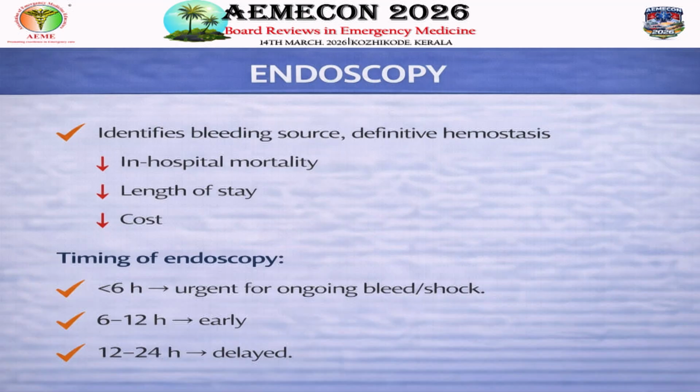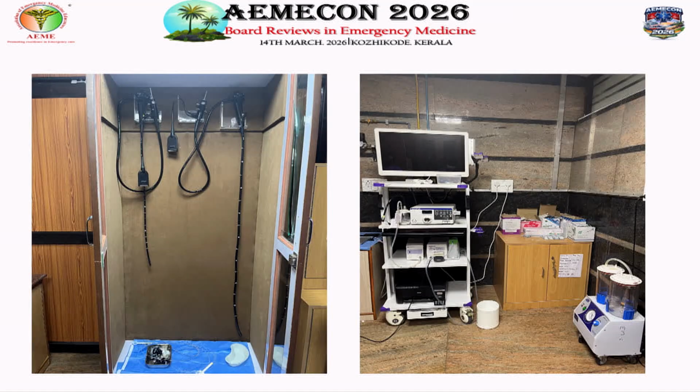And the timing of endoscopy: if it is done within 6 hours, this is for the hemodynamically unstable patient, just like our patient Jijo. This fits into urgent endoscopy, right? 6 to 12 hours is early, and after that it is called delayed. We have an ED endoscopy room in AIIMS. Whichever patient is unstable, we shift them to endoscopy and do the endoscopy in the ED itself. This is our endoscopy equipment. Mostly it will be done by gastro SRs. So right now we have started doing this.